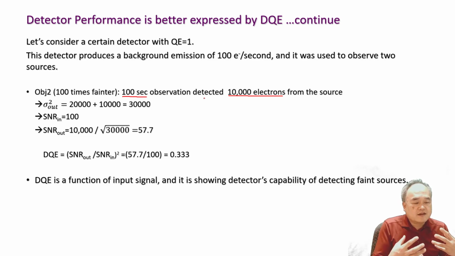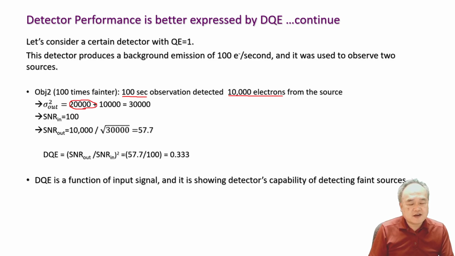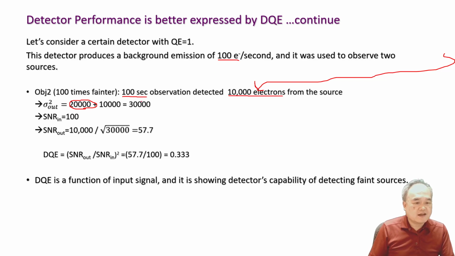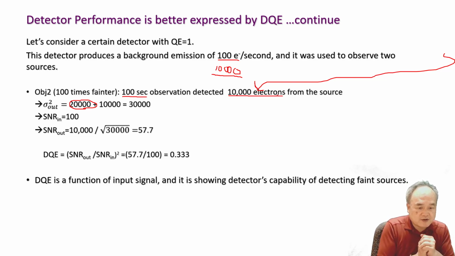Then the number of electrons that are subject to the counting, since the experiment is Poissonian, includes the source electrons plus the background electrons produced during the 100-second observation, which was 100 per second, so 100 times 100. The background electrons produced during the observation is 10,000. So the background is 10,000 and the source is 10,000, so the number of electrons subject to the Poissonian counting is 20,000.